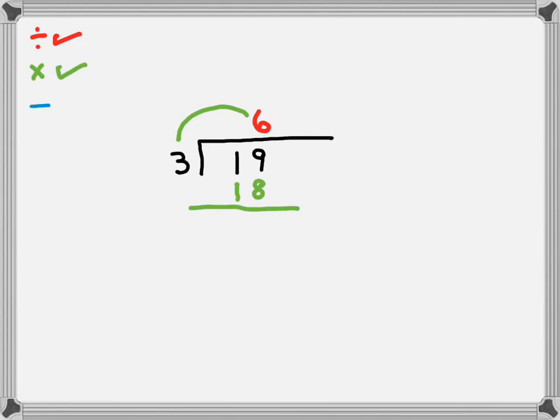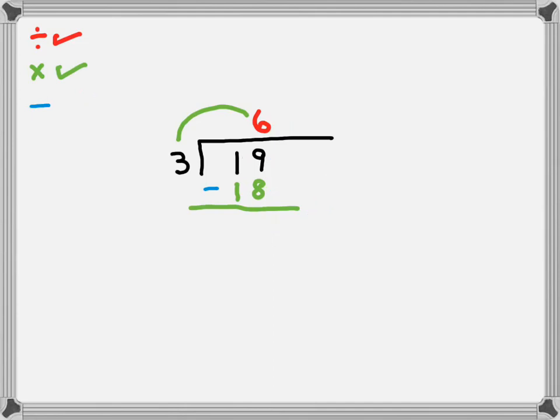Now we're going to do our minus step. All we have to do now is put a minus sign here, and we're going to minus 18 from 19. So 9 minus 8 is 1, and 1 minus 1 is nothing. And then all you do is you've now finished your minus step. You take that and you're going to flick it up onto the top as remainder 1. So if it were to look professional, your answer would look like this.